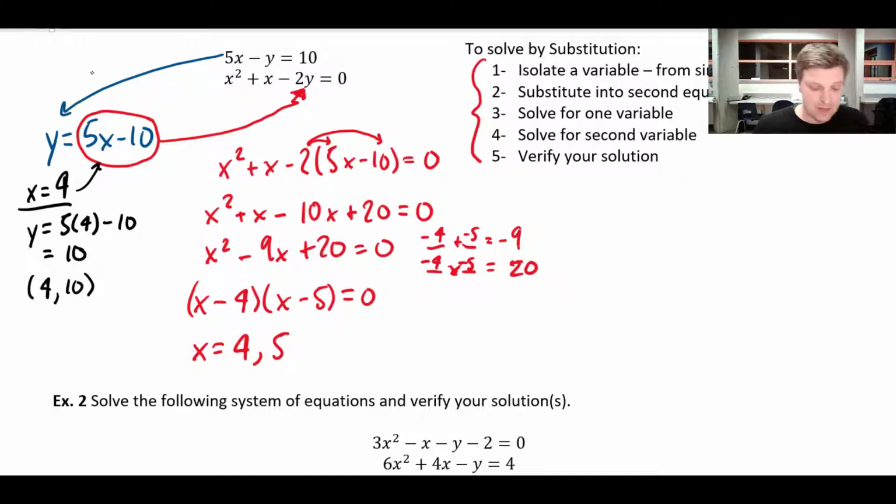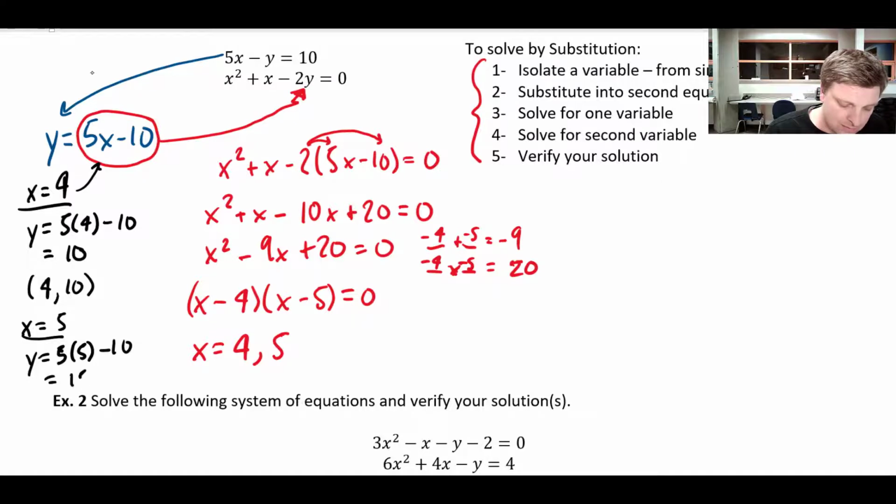I can do that same thing to see what happens when x equals 5. So when x equals 5, then y is going to equal 5 times 5 minus 10, which is 15.